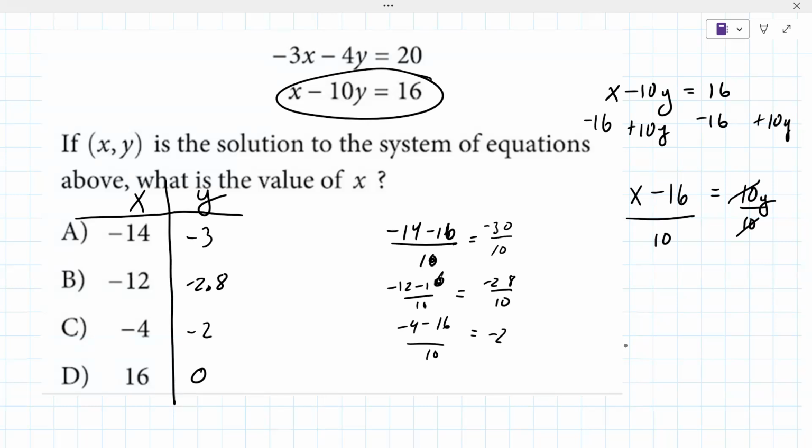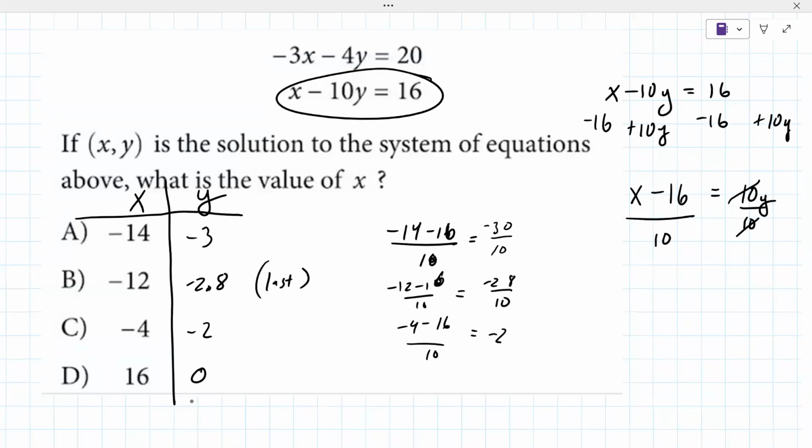All right. So now the next thing here is you're going to go to equation number 1 and you're going to try these ordered pairs. Now, which is the easiest to try of these ordered pairs? Or which is the hardest? Probably B. Yeah, so maybe do that one last.